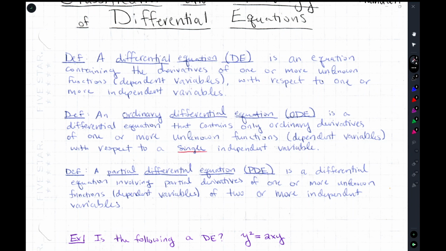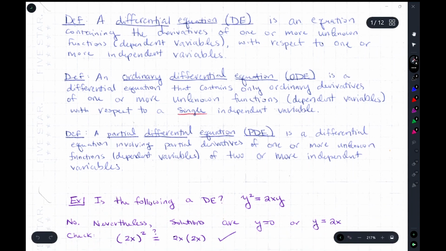With differential equations, we're solving for a function as opposed to solving for a point or several points in algebraic equations. An ordinary differential equation, often written as ODE, is a differential equation that contains only ordinary derivatives of one or more unknown functions, the dependent variables, with respect to a single independent variable. Okay, so we have dependent variables, they depend on a single independent variable. That's the crucial part with ordinary differential equations.